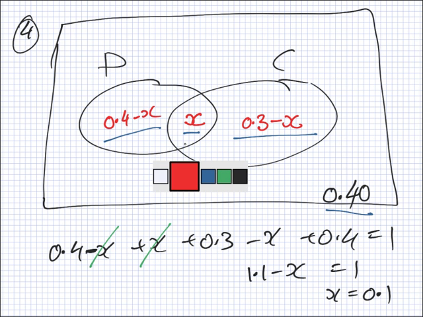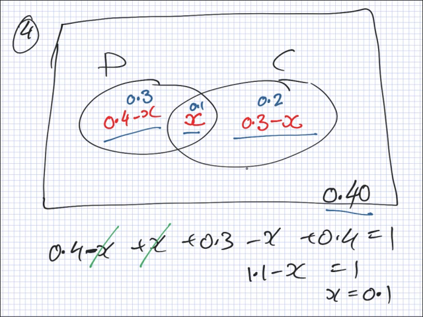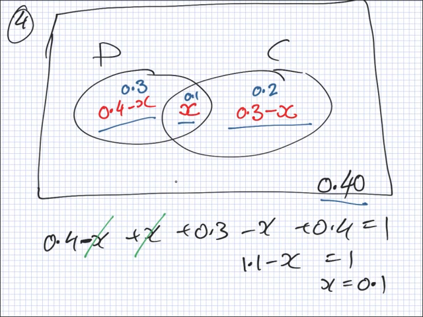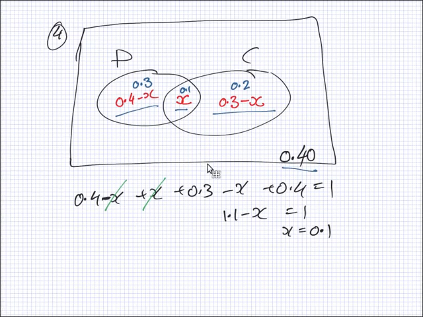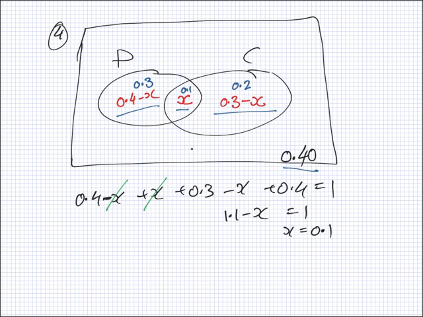So now we have it figured out. This piece here must be 0.1. So what is this piece? 0.3. And this piece? 0.2. So my question is, probably, what's the probability? How many homes have cats and dogs, is it? 0.1. Yeah. So the answer is 10% of homes have a cat and a dog.